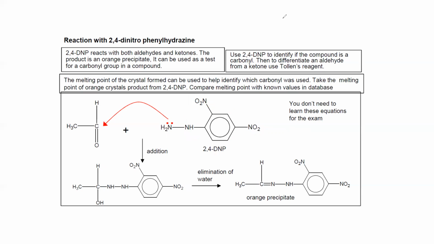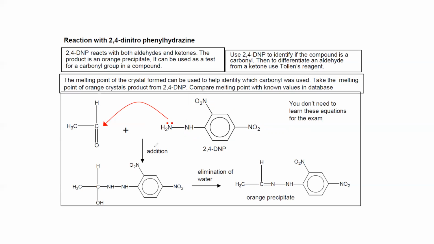So how will this give a result, and how do we carry it out? We form a precipitate derivative of this 2,4-dinitrophenylhydrazine. First we have 2,4-dinitrophenylhydrazine and then we add it to a compound, either an aldehyde or a ketone.